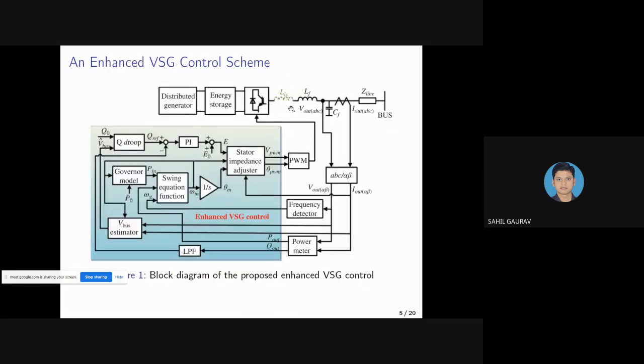LLS is not an actual component, but it feels like there is an inductor connected at the output of the inverter. There is no inductor connected here. To emulate this, so that it feels like an inductor is connected at the inverter output, we use this stator impedance adjuster, so that we can eradicate the problem of active power oscillations and get proper active power sharing during transients.